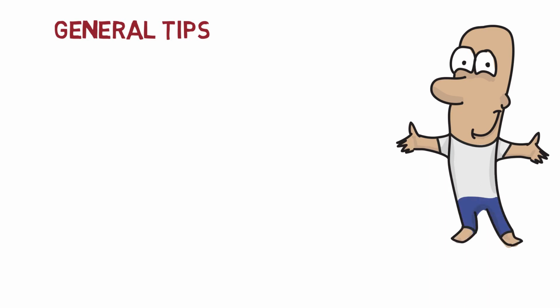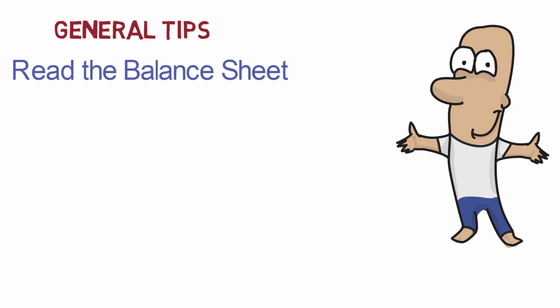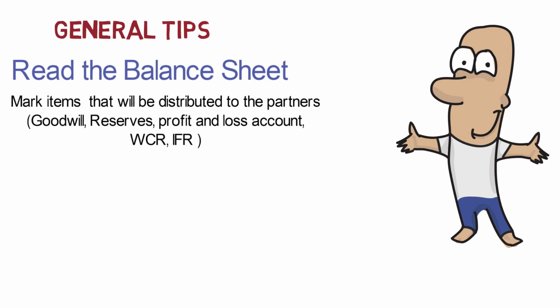At first, read the balance sheet properly. While you are reading the balance sheet, mark the items that will be distributed to the partners. For example, goodwill balances, reserves, profit and loss account, debit or credit balances. Also mark workman compensation reserve or investment fluctuation reserve if any adjustment for the same is given.